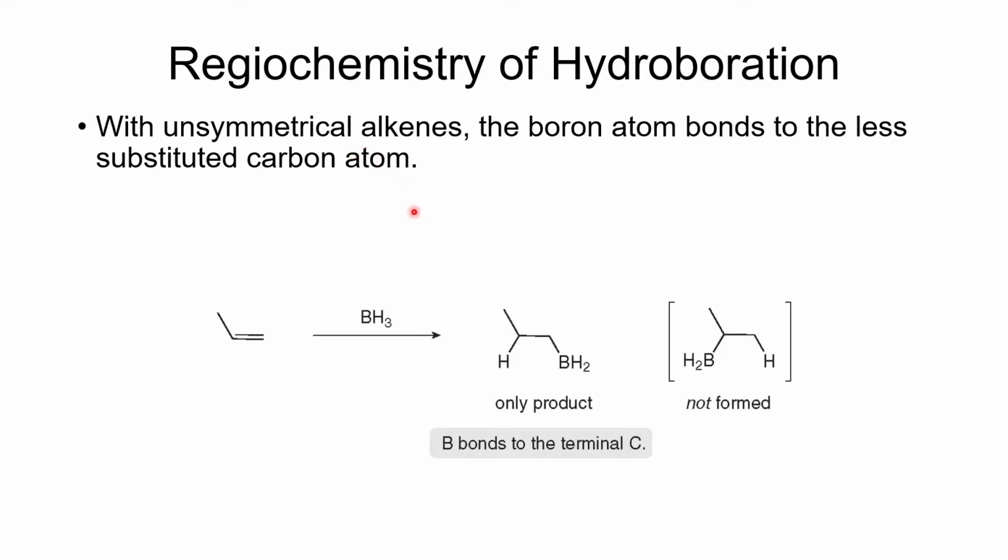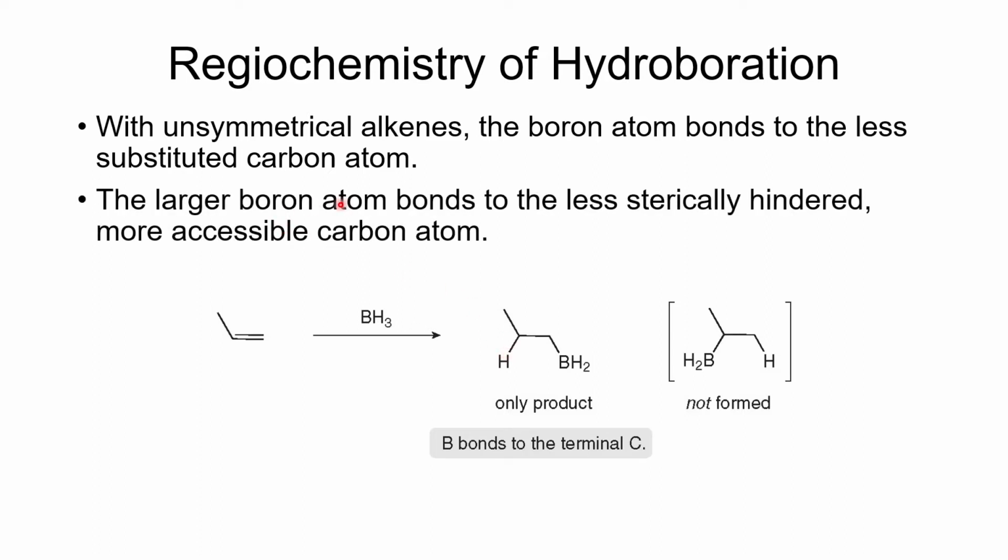But here, the hydrogen goes to the more substituted carbon and the boron goes to the less substituted carbon. And so that is the only product that we form. Now, why is that? Well, there are 2 explanations for this. The first explanation is that the larger boron atom tends to go to the less sterically hindered atom, so it goes to this one instead of going to this one.